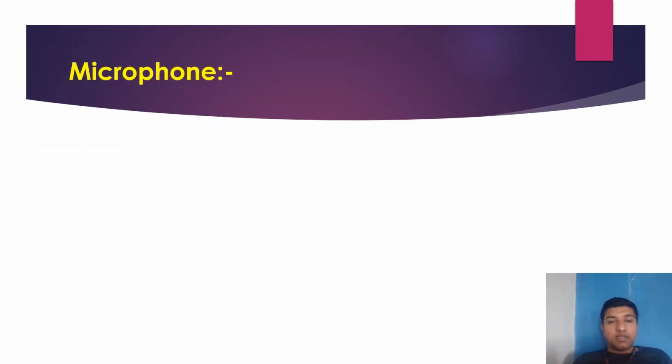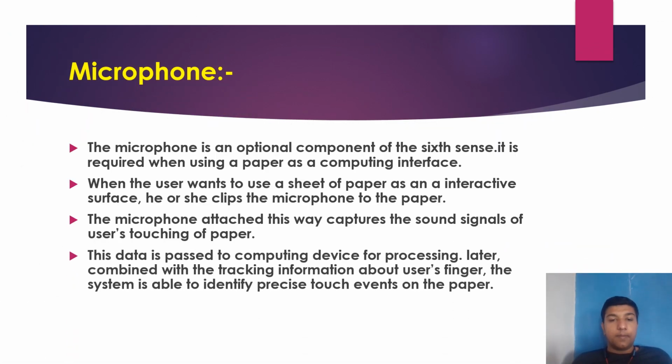Now the fourth component is the microphone. The microphone is an optional component of the sixth sense. It is required when using a paper as a computing interface. When the user wants to use a sheet of paper as an interactive surface, he or she clips the microphone to the paper. The microphone attached this way captures the sound signals of the user's touching of the paper. This data is passed to the computing device for processing. Later, combined with the tracking information about the user's finger, the system is able to identify precise touch events on the paper.